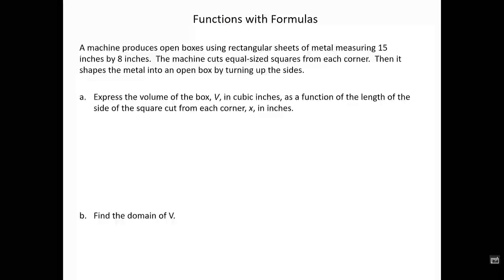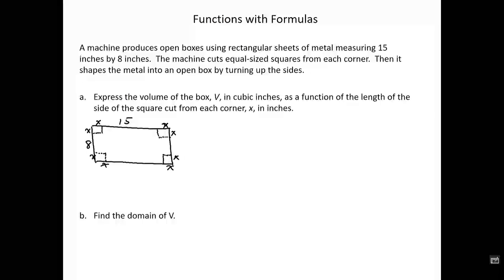The first step is, if you can, always draw a diagram. So what do we have here? We have a rectangular sheet that measures 15 by 8 inches. The machine cuts equal sized squares from each corner. So let's say that each square measures x. This is x. So from each corner, we're going to cut equal sized squares. So this is x, this is x, this is x, this is x, this is x, this is x.